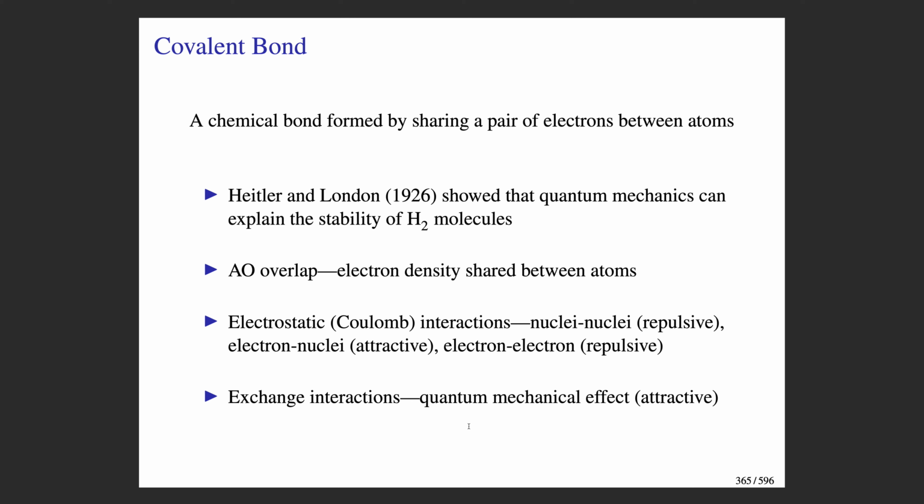And so in the molecule, you're going to have all sorts of interactions. You're going to have repulsive interactions between the two nuclei. You'll have attractive interactions between the electrons and the nuclei. And you'll also have electron-electron repulsive interactions. Okay, so there are electrostatic interactions within a molecule.